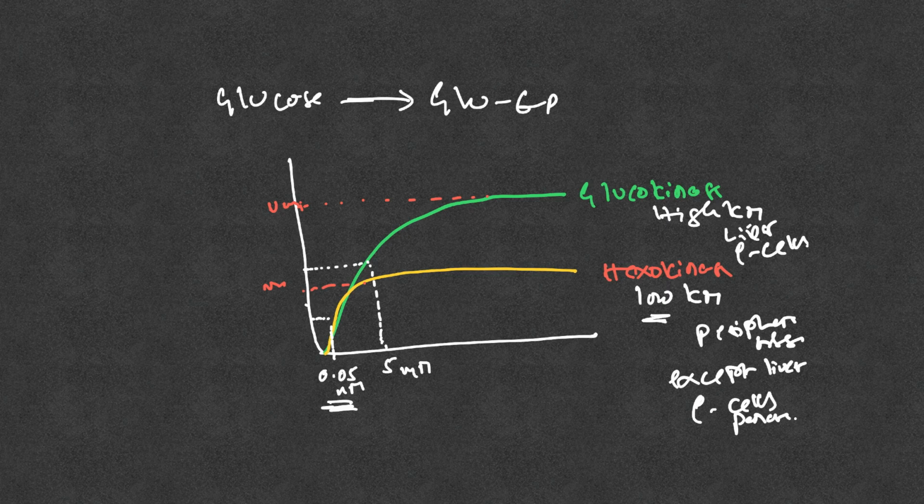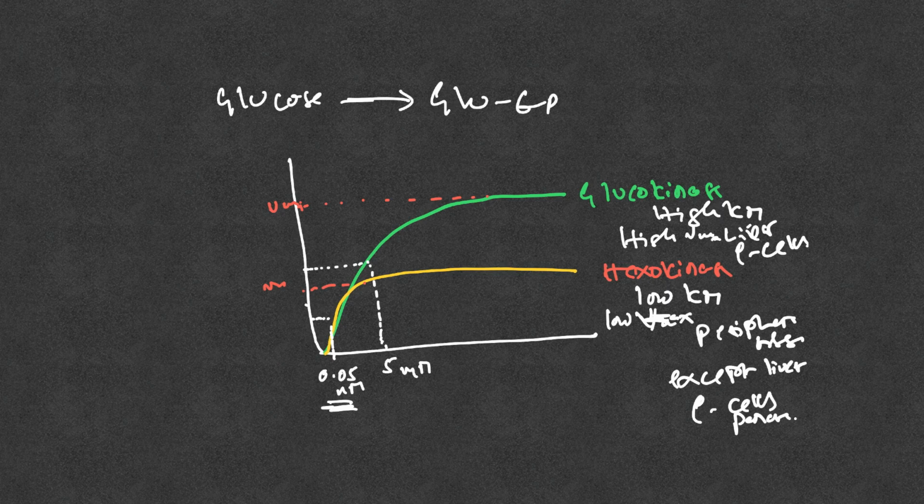So glucokinase is a high Vmax enzyme, just like its Km. It also has high Vmax, whereas hexokinase is a low Vmax enzyme. So hexokinase is a low Km and low Vmax enzyme, and glucokinase is a high Km, high Vmax enzyme.